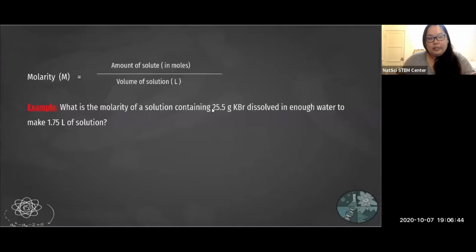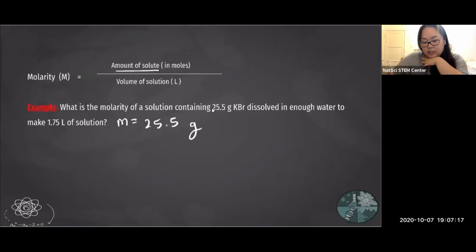So, like I said earlier, the molarity is equal to the amount of your solute, in units of moles, divided by your volume of the solution, which is in liters. So the example is, what is the molarity of a solution containing 25.5 grams of KBr? Your mass given is 25.5 grams.